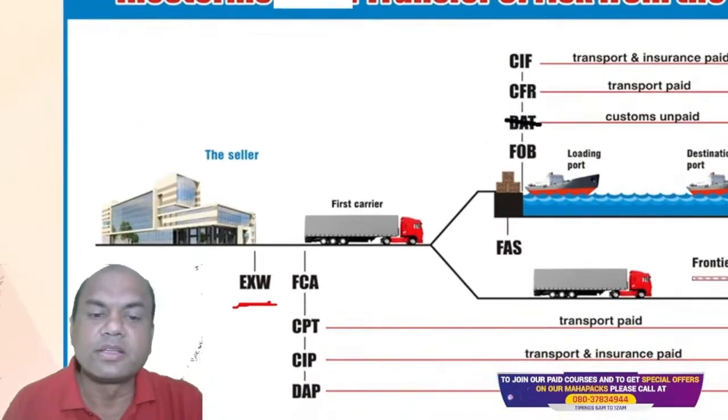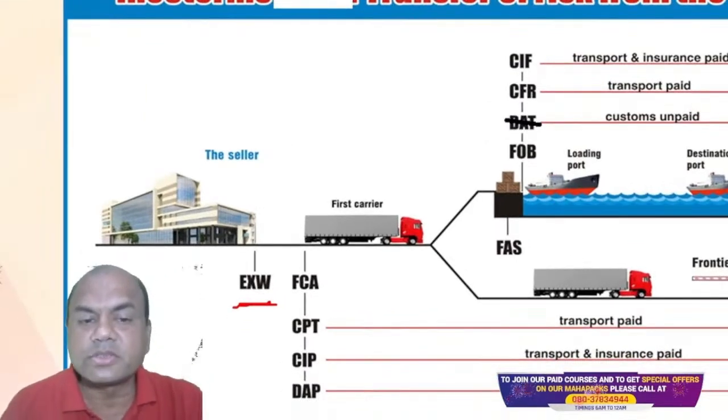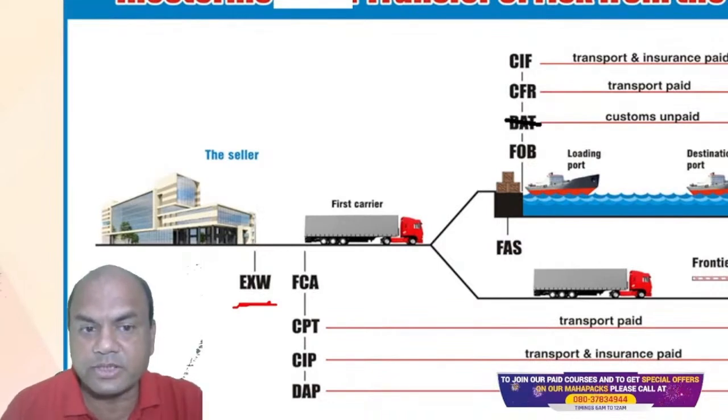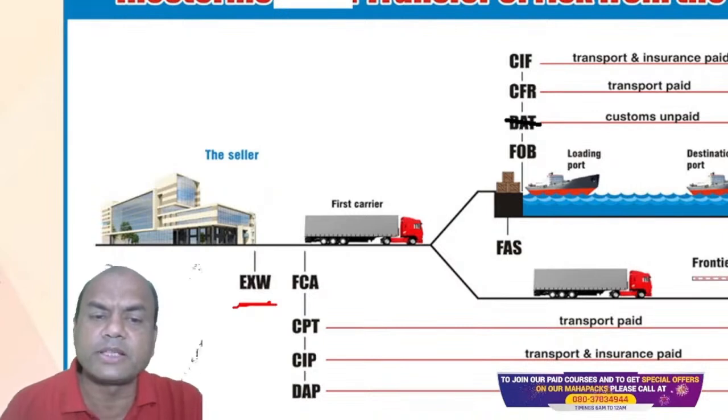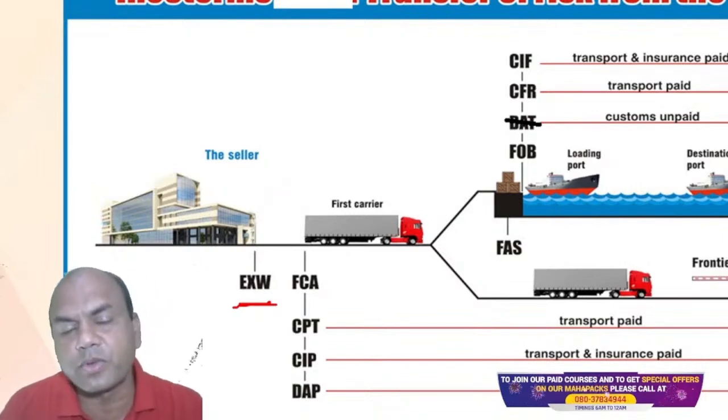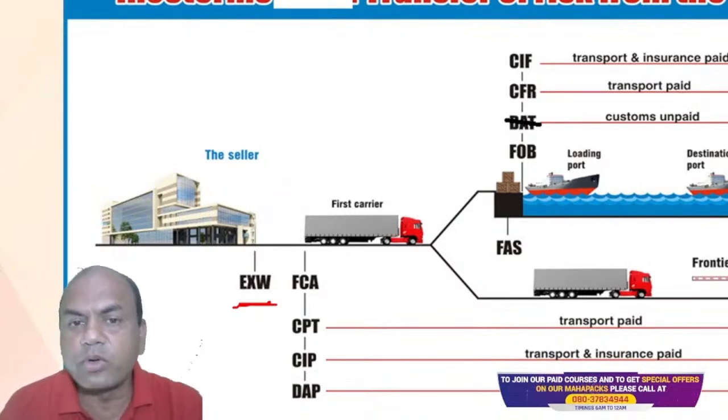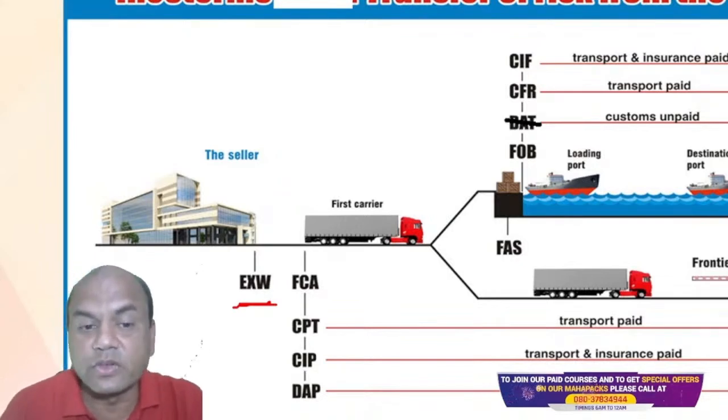So, this EX Works. Suppose the seller says, I will manufacture these goods and put them in front of my factory. I won't give them anywhere else. Just in front of my factory, I'll place them. You pay me and take these goods from here. How do you take it? What do you do? That's not my concern. So this is known as EX Works.